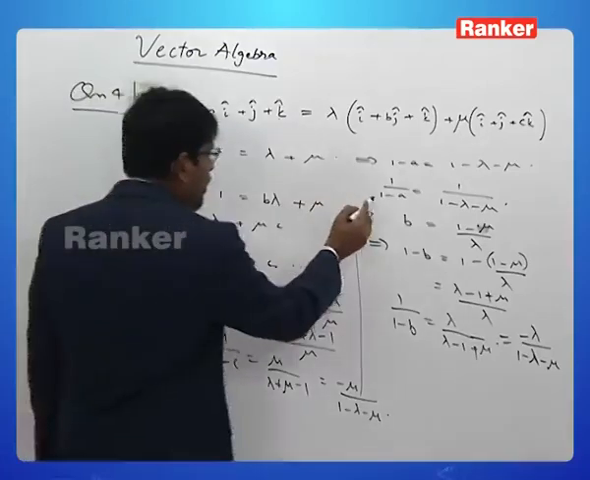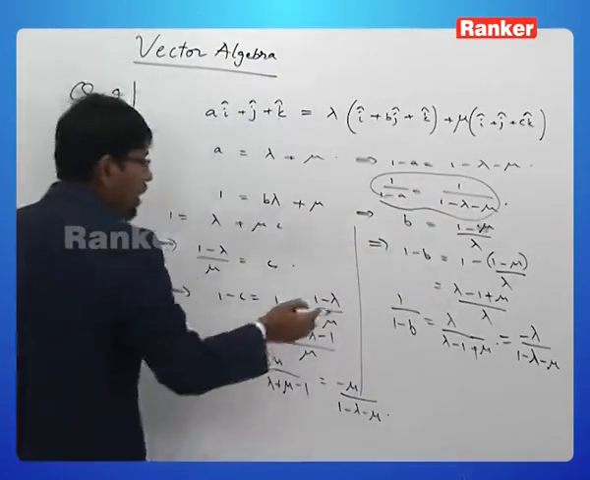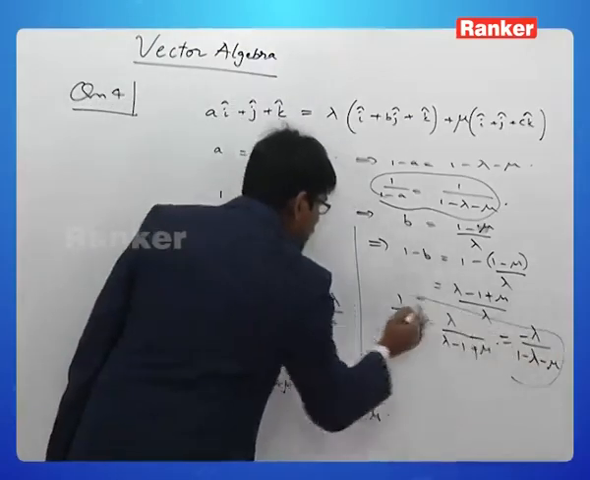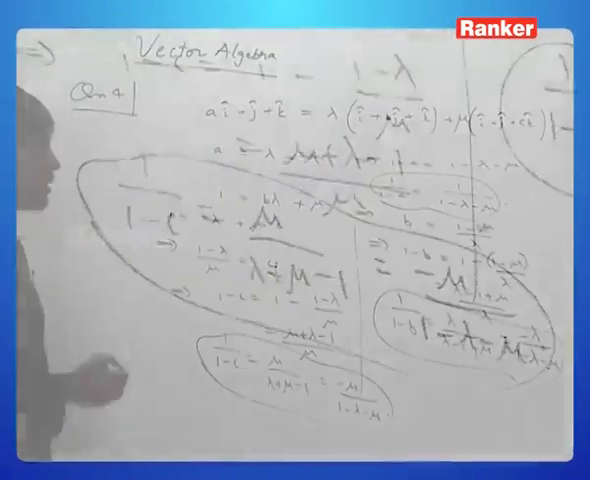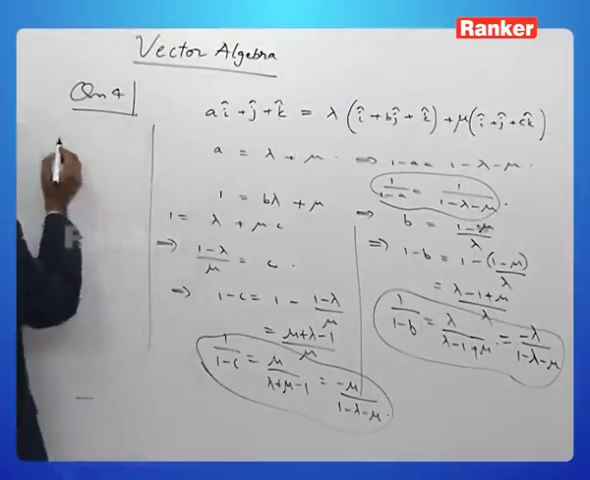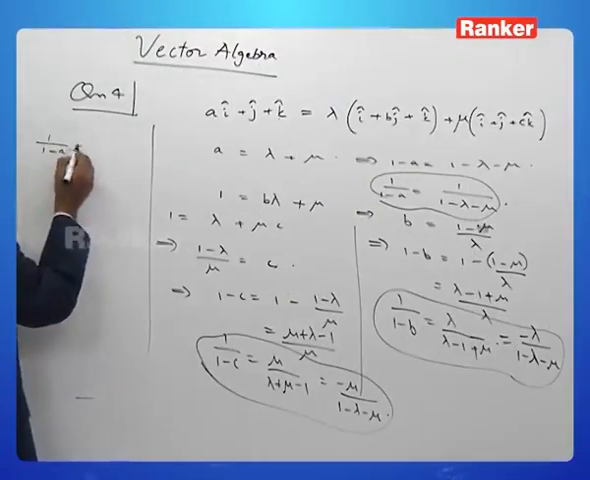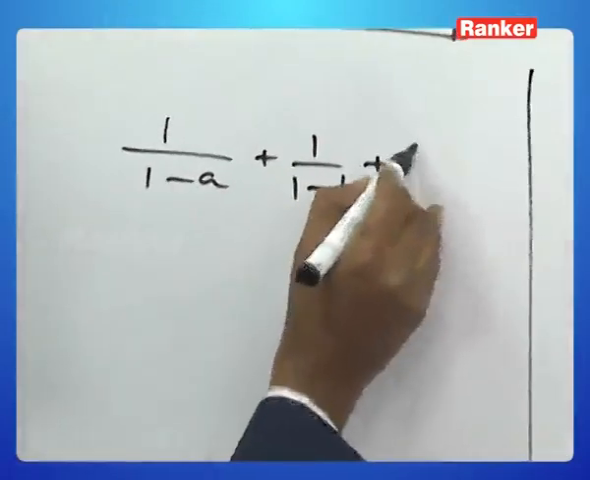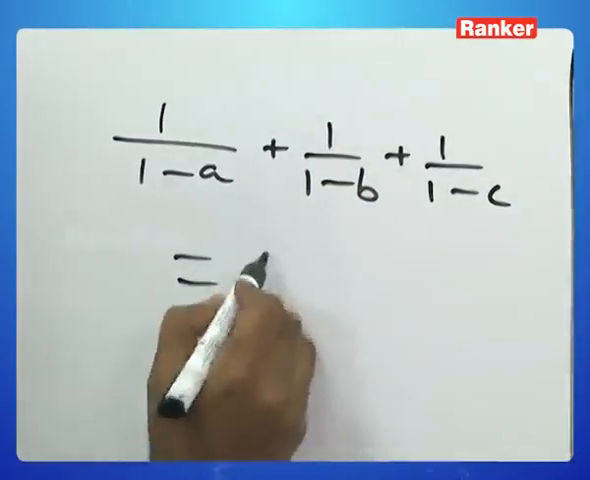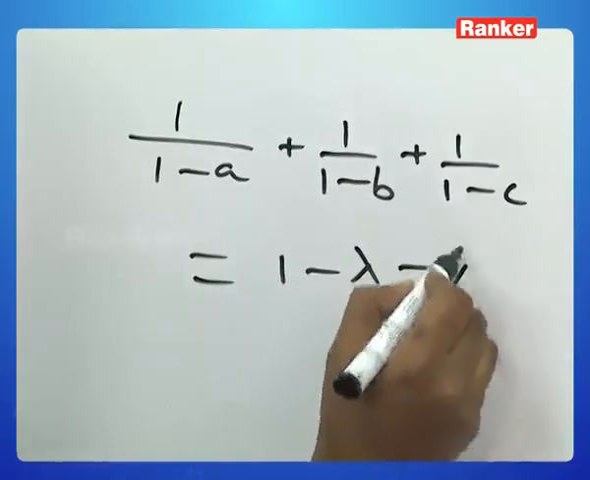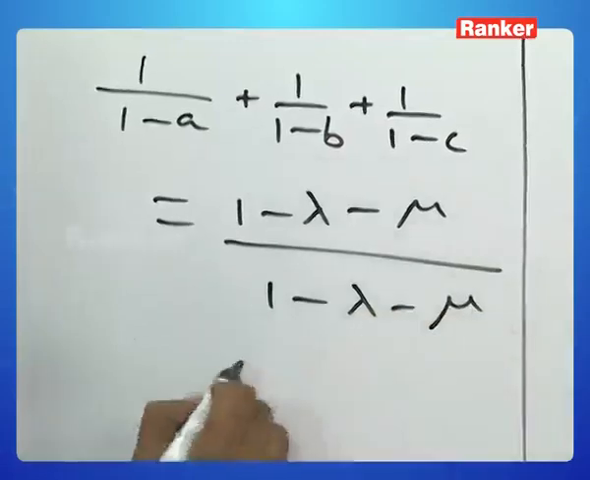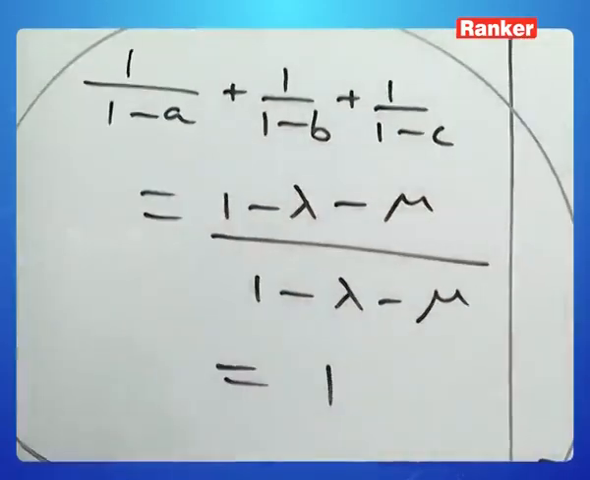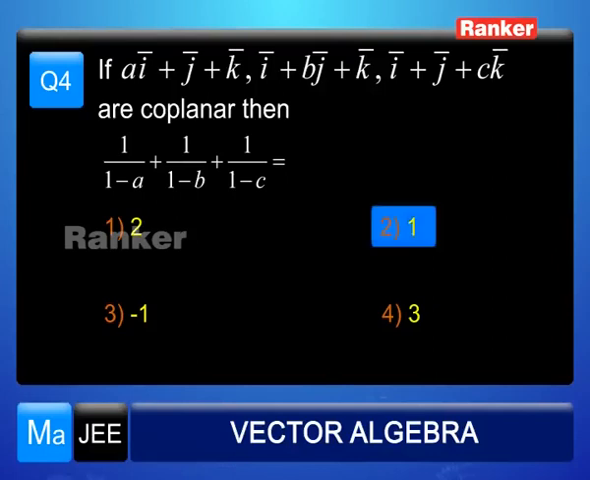Observe that 1 by 1 minus a, 1 by 1 minus b and 1 by 1 minus c, all of them have the same denominator, and if you add up all of them, 1 by 1 minus a plus 1 by 1 minus b plus 1 by 1 minus c is clearly 1 minus lambda minus mu divided by again 1 minus lambda minus mu, which is nothing but 1. So we have done. Option 2 is the right answer.